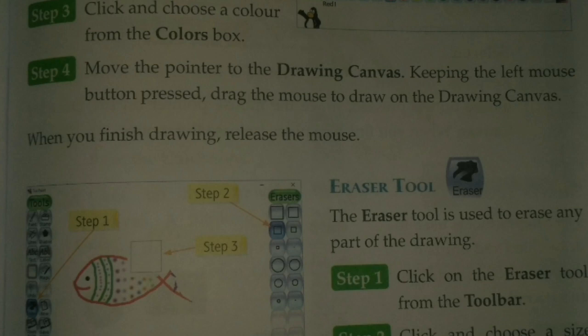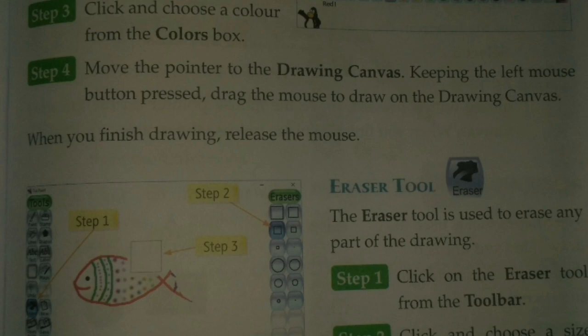Okay, so first you click the paint tool from the toolbar, then select any brush from the selector, then choose a color from the color box, then move the pointer to the drawing canvas. Keeping the left button pressed, drag the mouse to draw on the drawing canvas. When you finish drawing, release the mouse. Okay. After the paint tool, you have to draw one picture using the paint tool. So I think the paint tool is clear.